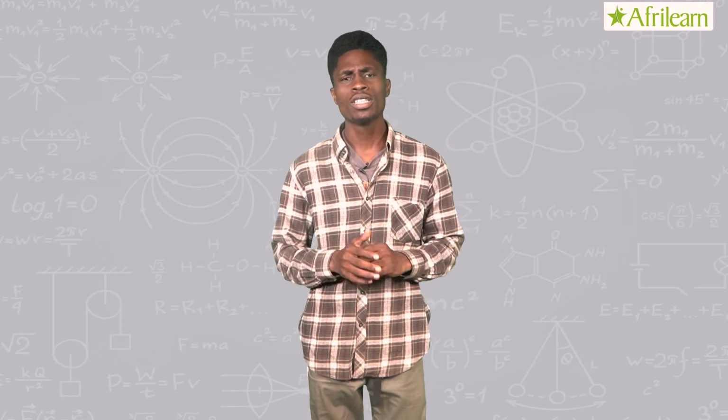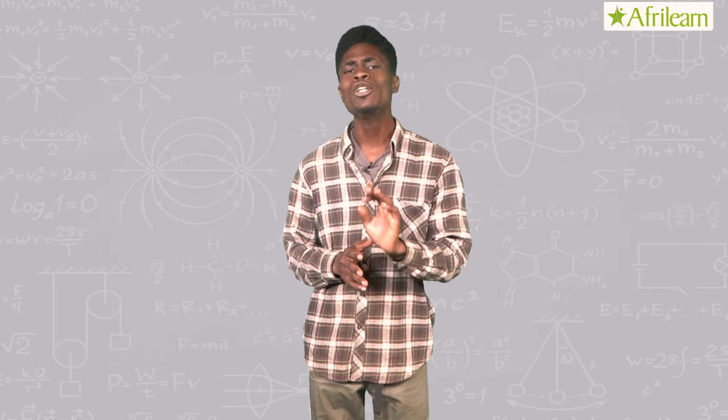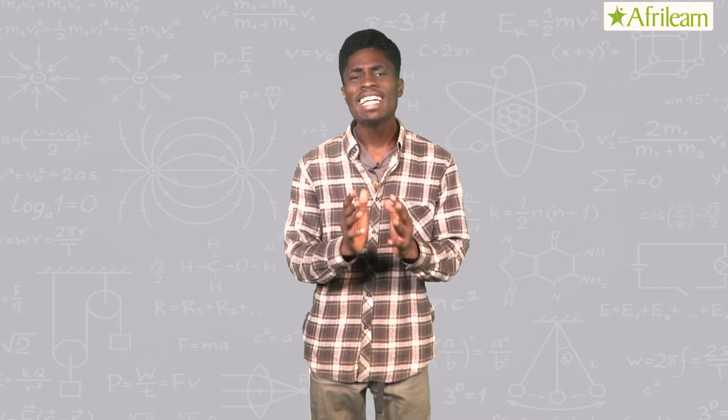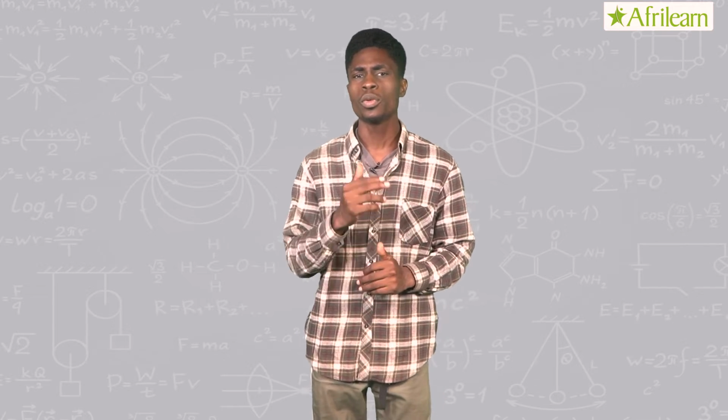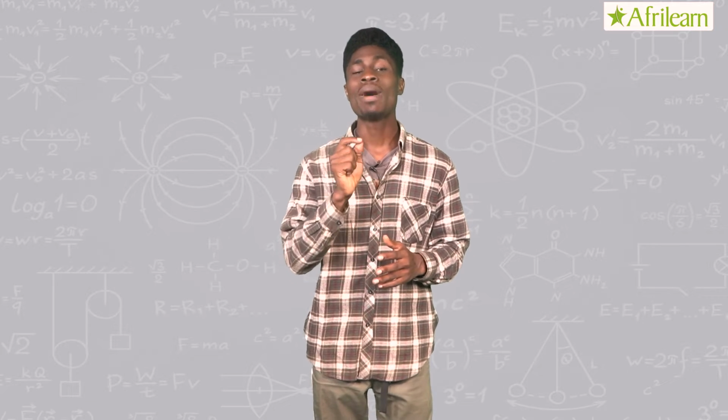Now, the current sensitivity of a galvanometer is defined as the deflection produced in the galvanometer when unit current passes through it. A galvanometer is said to be sensitive if it produces large deflection for a small current. The SI unit is rad per amp.